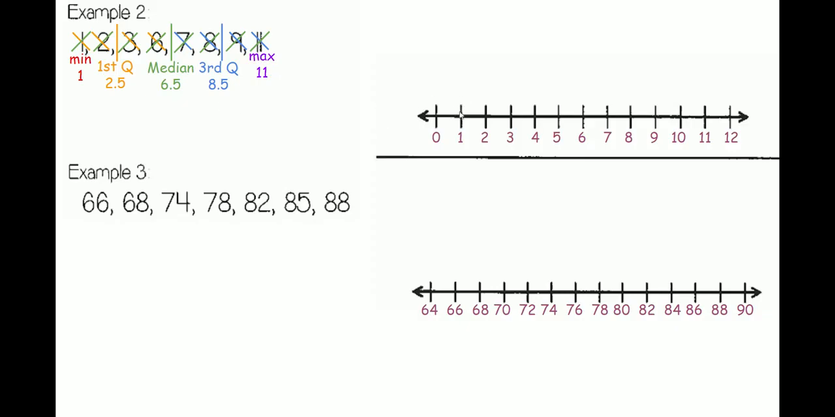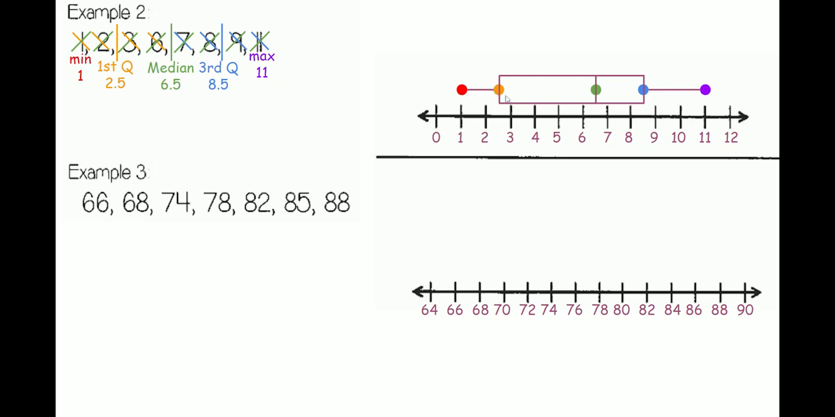So let's start with our, we've numbered it already. Start with our minimum, which is right over there. Our first quartile is 2.5, which is right between 2 and 3. Our median is 6.5, which is between 6 and 7. Our third quartile is 8.5, which is between 8 and 9. Finally, our maximum is at 11, so it should be right above the 11. We're going to draw a box around these quartiles, draw a line through the median, and then draw a line on the side.